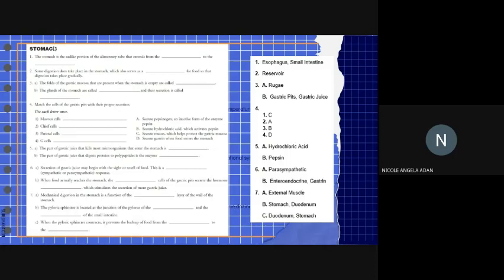7. Mechanical digestion in the stomach is a function of the external muscle layer of the wall of the stomach. B. The pyloric sphincter is located at the junction of the pylorus of the stomach and the duodenum of the small intestine. C. When the pyloric sphincter contracts, it prevents the backup of food from the duodenum to the stomach.